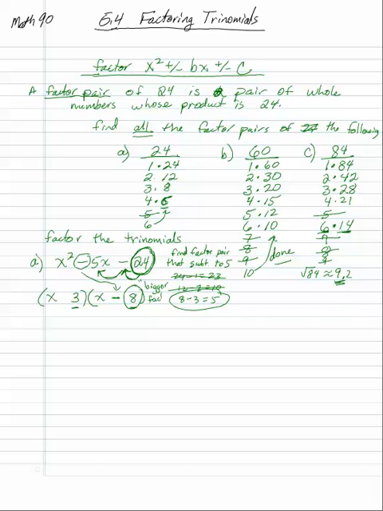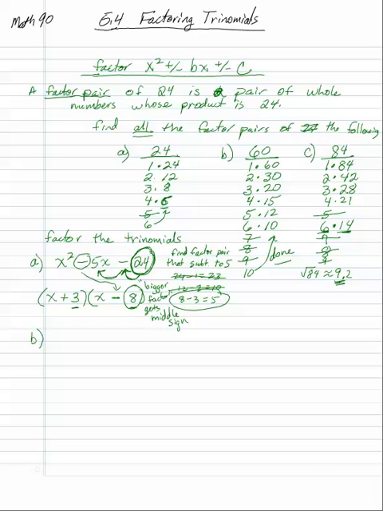Bigger factor gets the middle sign. Okay? And then my next step to get a negative 24 when you're doing a product, 8 and 3 have to be opposite signs. So since 8's negative, 3 has to be positive. Okay, and that's all there is to it.